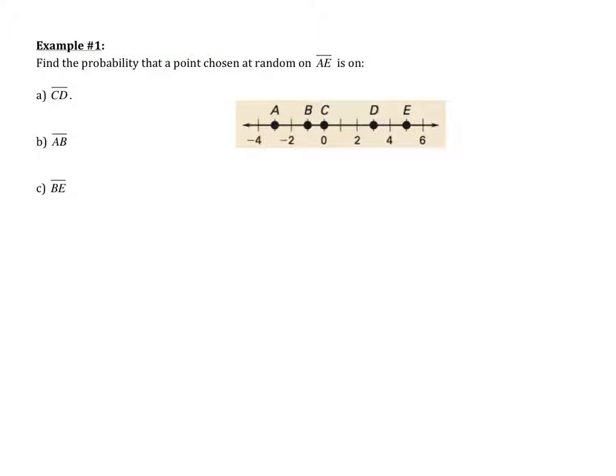So let's look at an example. Find the probability that a point chosen at random on AE, so we're going from A to E, is on segment CD. So the first thing I want you to do is find the length or the measure of AE, and that's just done by counting. So starting at A, 1, 2, 3, 4, 5, 6, 7, 8 units between A and E.